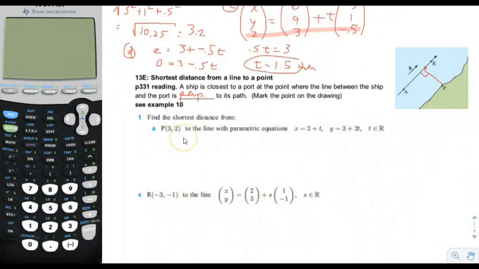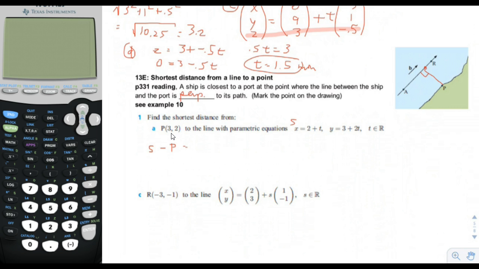Okay, so we have one path, the shortest path, which is going to be from this point to a point on this line. So what we're going to do is find the position vector for that vector. We'll call our point S, for shortest path. So we'll have point S, and then we'll subtract P from it, and that'll give us a vector.